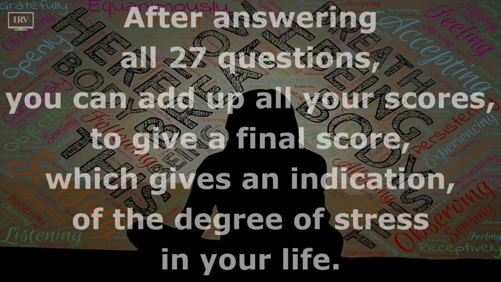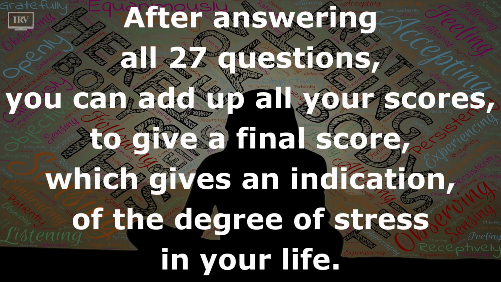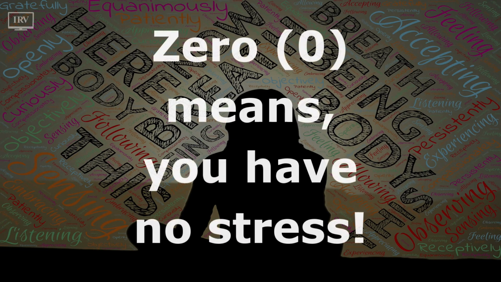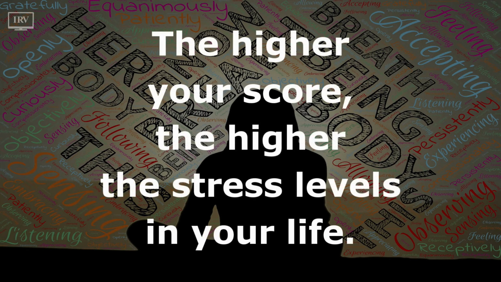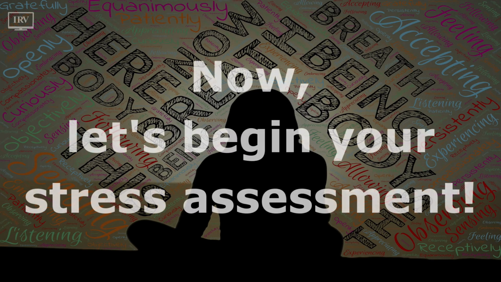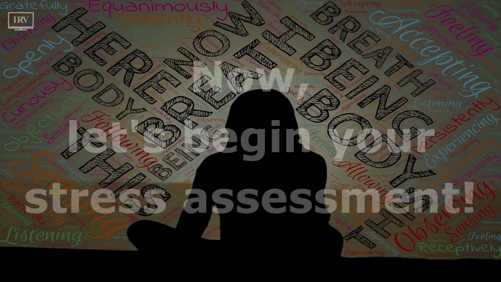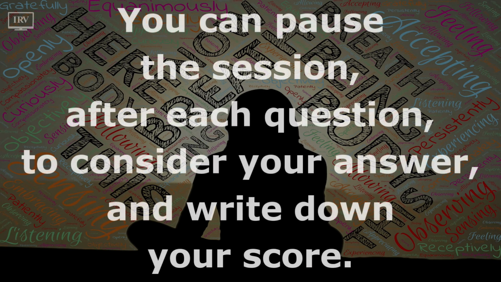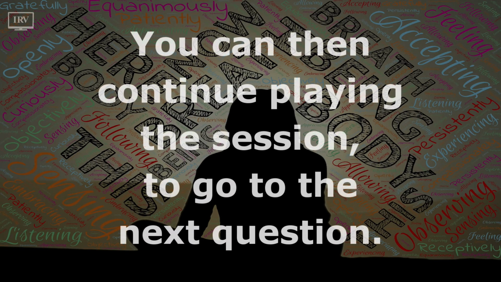After answering all 27 questions, you can add up all your scores to give a final score which gives an indication of the degree of stress in your life. 0 means you have no stress. The higher your score, the higher the stress levels in your life. Now, let's begin your stress assessment. You can pause the session, after each question, to consider your answer, and write down your score. You can then continue playing the session, to go to the next question.